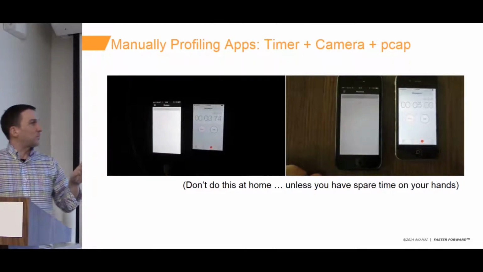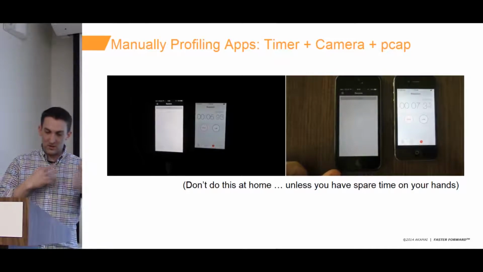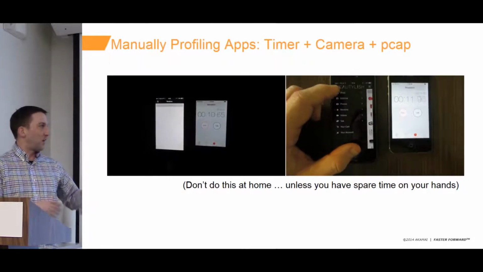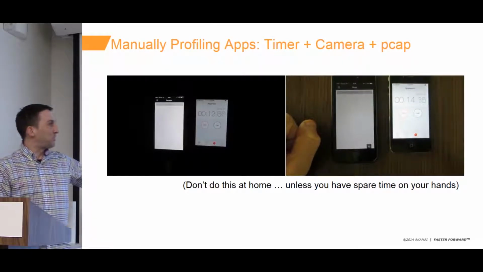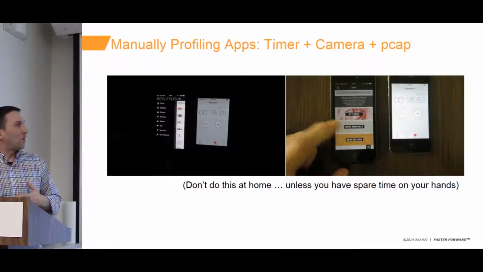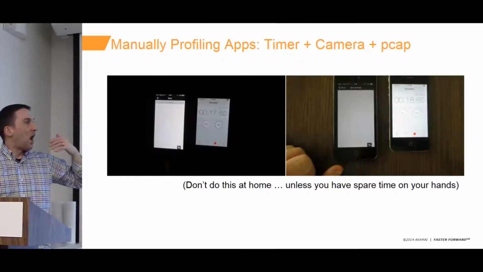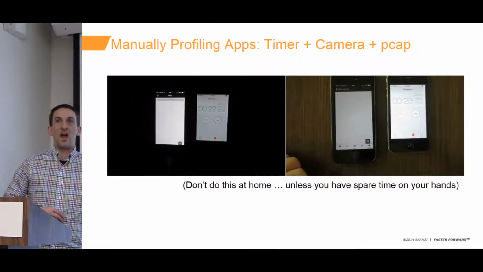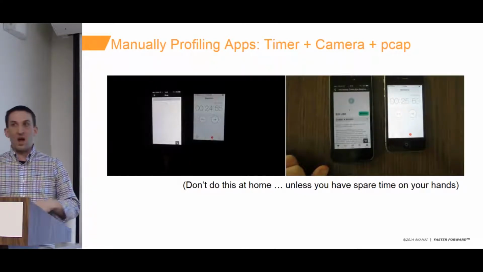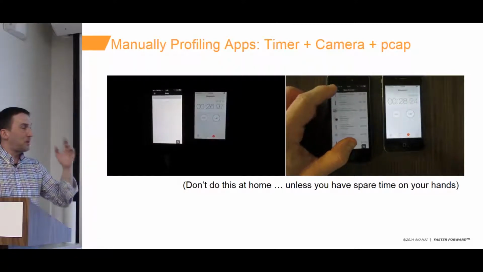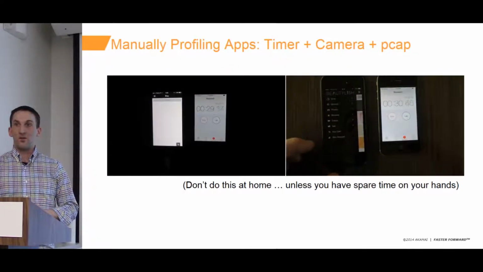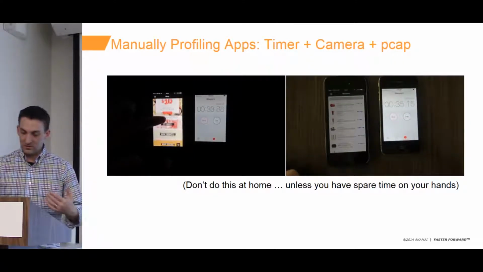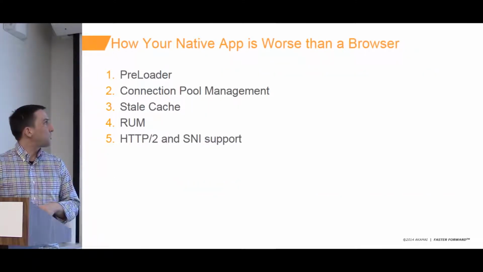What I want to tease out is from a set of research that I did. I took apart a number of apps. You don't actually need to watch these videos; they're just me tapping through apps with a camera and a stopwatch. I looked at the characteristics of these native apps. How do they perform? Stopwatch, camera, and PCAP to track down what's going on across the wire. I want to share with you some of these results.